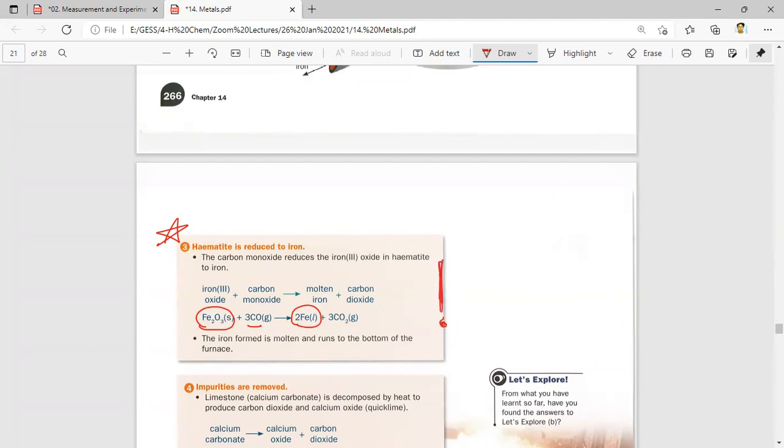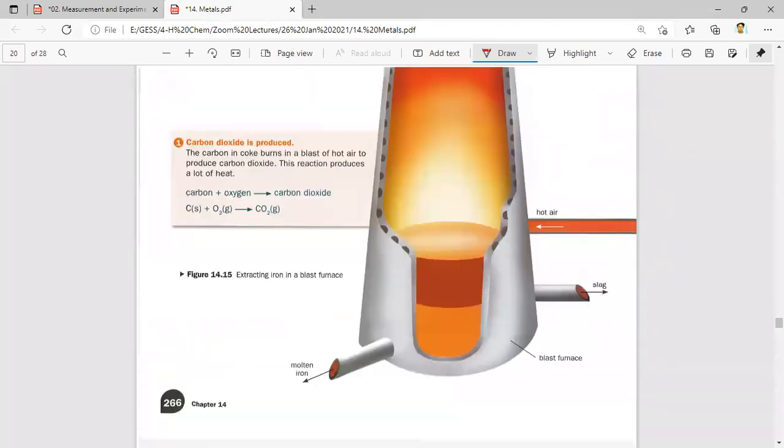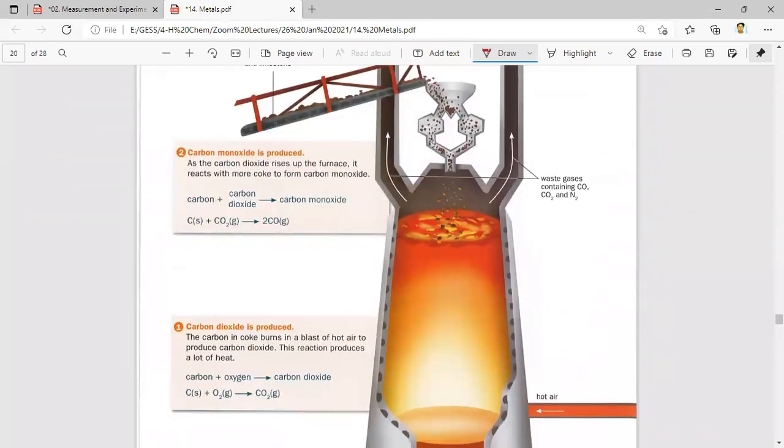Now, of course, the question is, where did the carbon monoxide come from? Our air doesn't have a lot of carbon monoxide. So we need to spend some energy to produce that carbon monoxide. What exactly happens is in your step 1 and 2. I want to produce carbon monoxide. That's the key idea here.